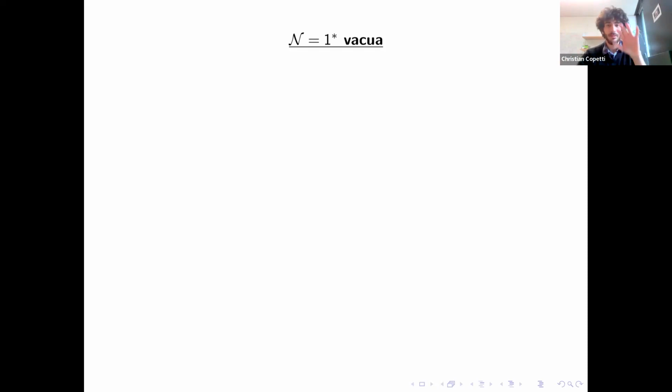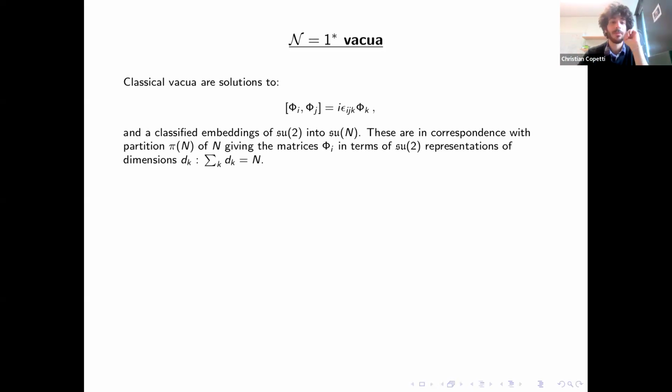First, let me just remind how the vacua of this N=1* description are obtained for SU(N). Classically, you just have to solve the F-term equation, so you write down this SU(2) algebra. A classical vacuum is determined by a partition of N, which is essentially embedding an SU(2) representation into the scalar fields phi, and the sum of the dimensions must be N. Then the rules are simple.